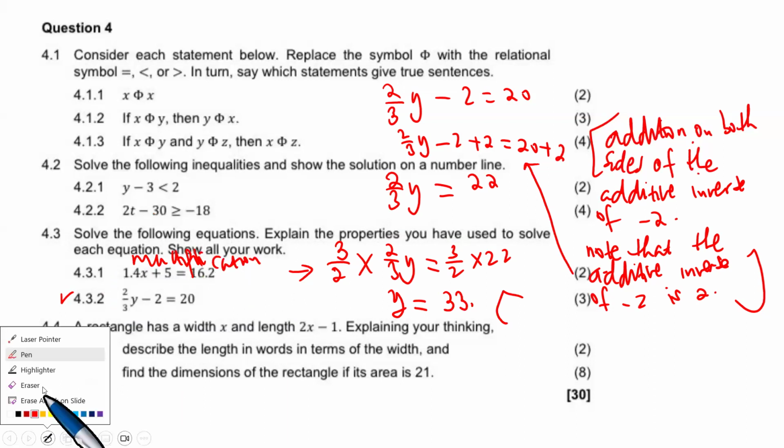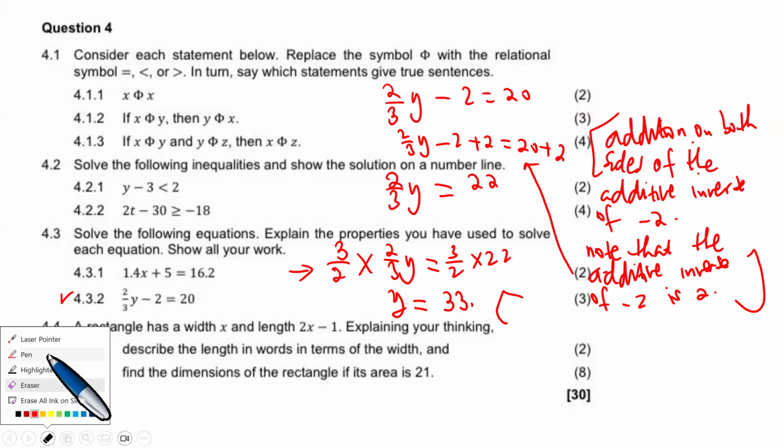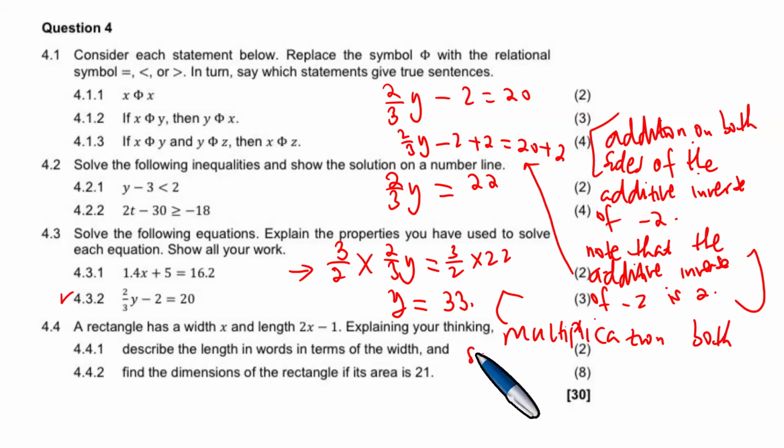Multiplication on both sides of the equation. So you can write that one down here. It is multiplication on both sides by the multiplicative inverse.